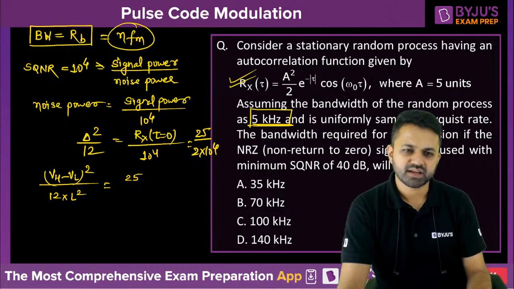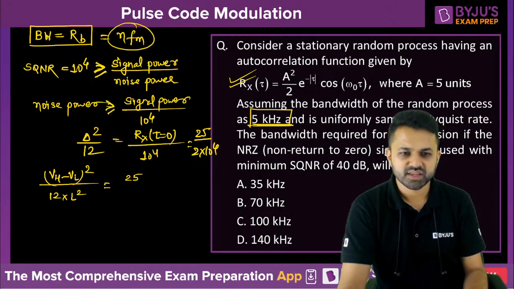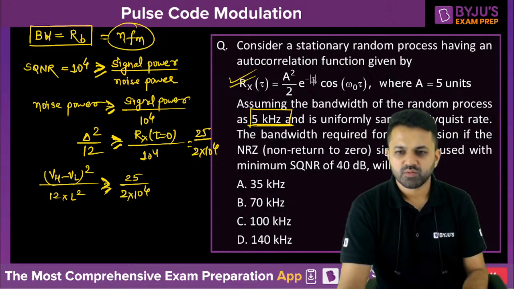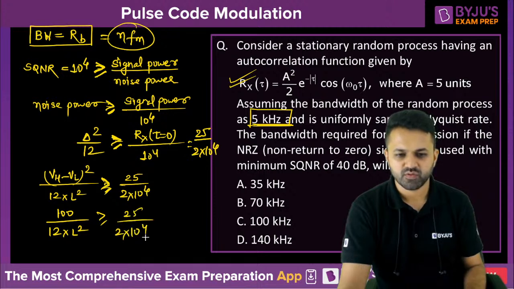It should be greater than or equal to signal to noise. So noise power should be greater than or equal to this. Okay, so this is 25 upon 2 into 10 raised to power 4. Because the maximum amplitude is 5, so 5 minus (minus 5) is 10, that is 100 upon 12 into L square should be greater than or equal to 25 upon 2 into 10 raised to power 4.